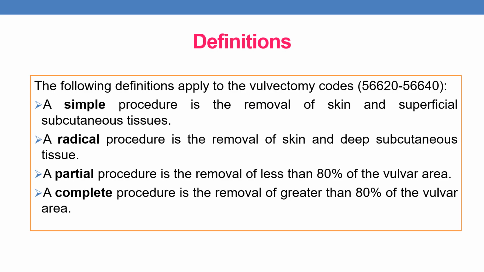Now let us discuss the definitions. What is a simple procedure, radical procedure, partial procedure and complete procedure. The following definitions apply to vulvectomy codes, which are in the range 56620 to 56640. A simple procedure is the removal of skin and superficial subcutaneous tissues. Next, a radical procedure is the removal of skin and deep subcutaneous tissue. Whenever deep subcutaneous tissue is removed, you must assume it is a radical procedure.